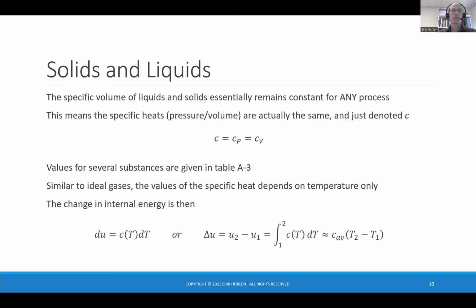The change in energy can be evaluated exactly the same as we saw for ideal gases. Either take into account the variation of C with temperature, which may need to be done for large temperature variations, or treat C as a constant, either as a single value for small temperature changes, or as the average value over a large temperature range.